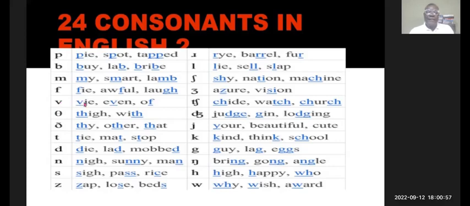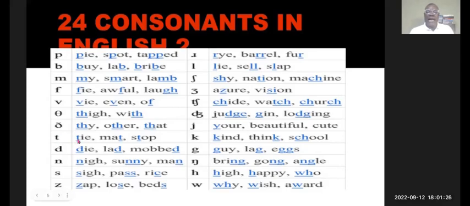V: veer, even, of. Then the th sounds: tie, with, thy, the, thy, other, that.